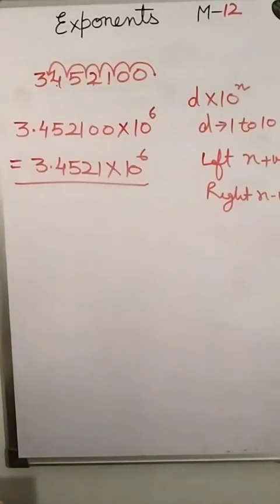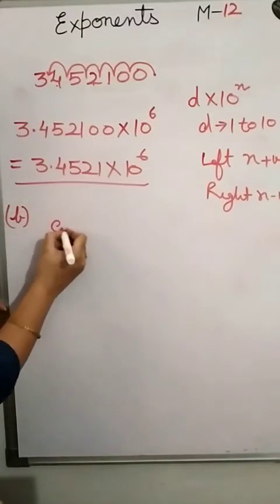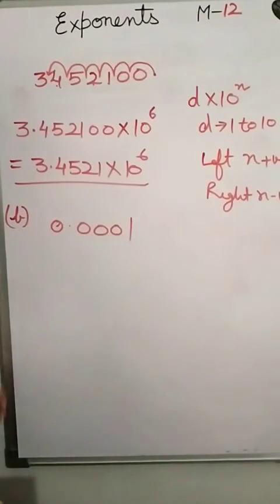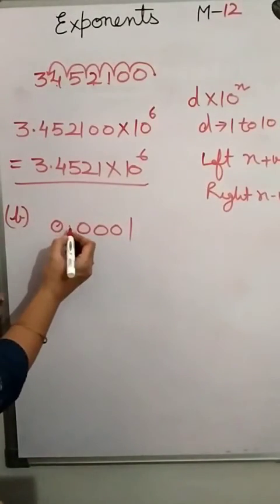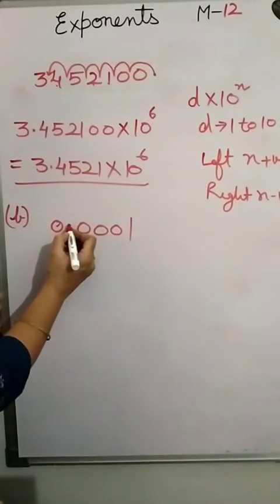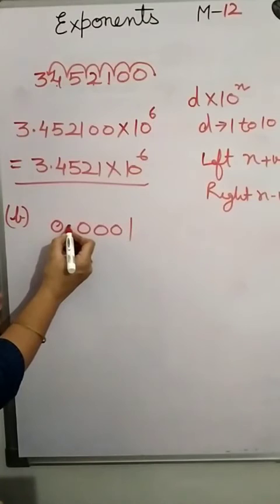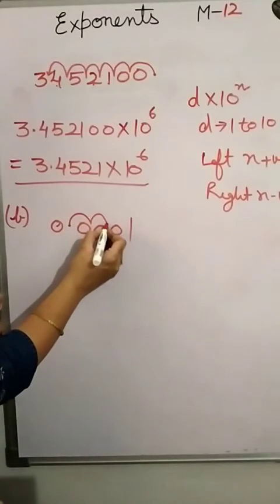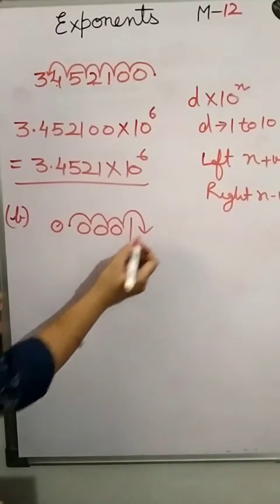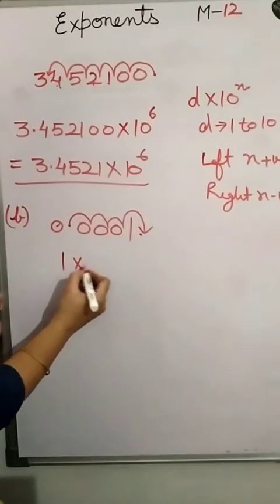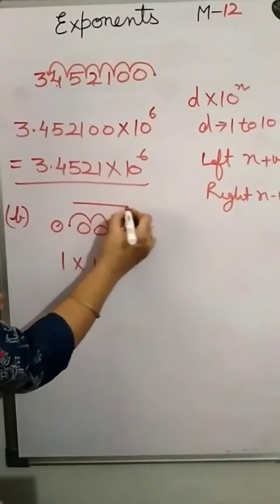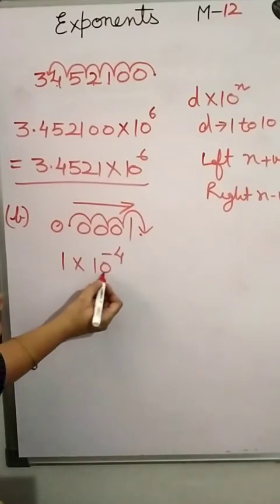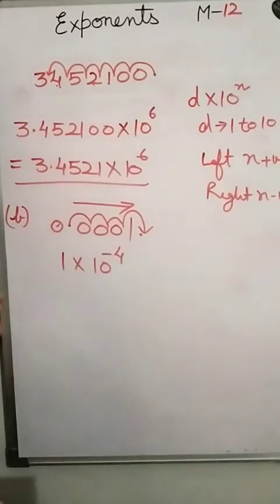Let's take one more example, that is 0.0001. So this is the question. In this question again we solve. So how do we solve? Now we shift our decimal to, where we shift? This time we are shifting to right, because our decimal is already written here. So we shift our decimal to right hand side. 1, 2, 3, 4. So it means 1 into 10 to the power minus 4, because it moves right hand side. So the answer is 1 into 10 to the power minus 4. Is it okay?